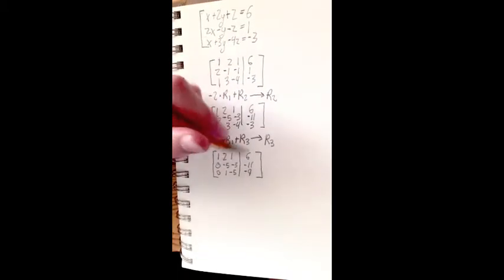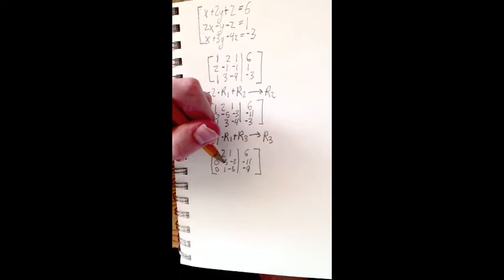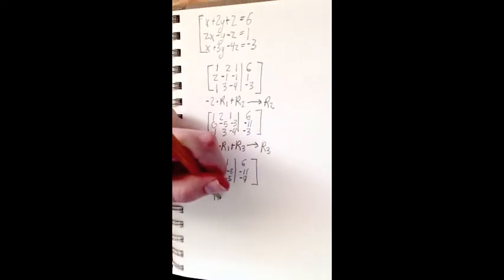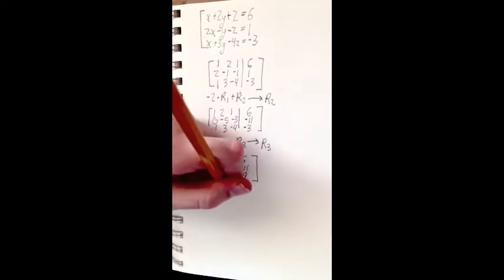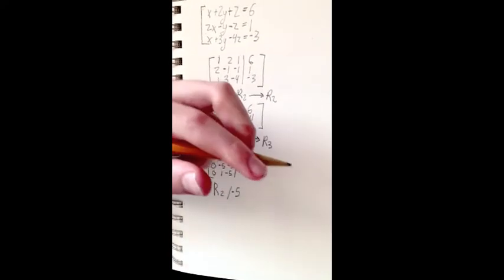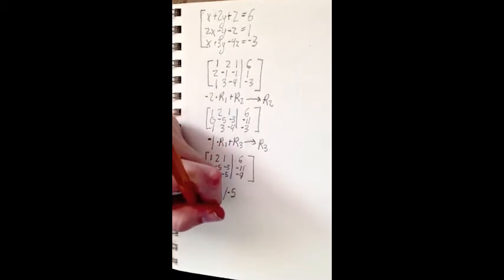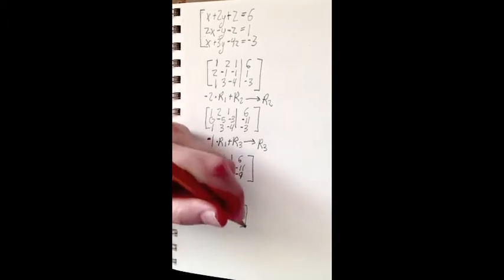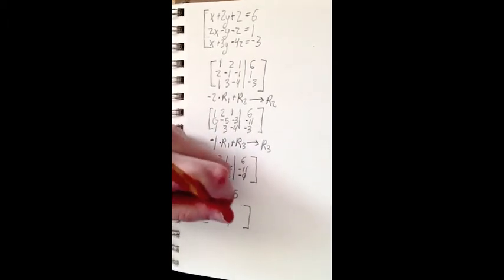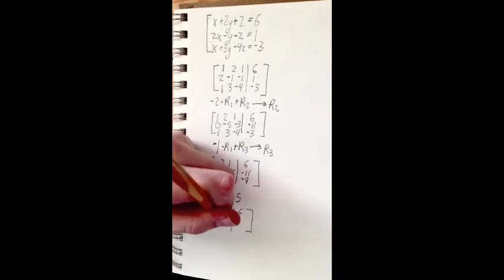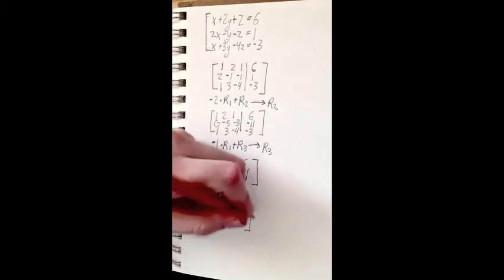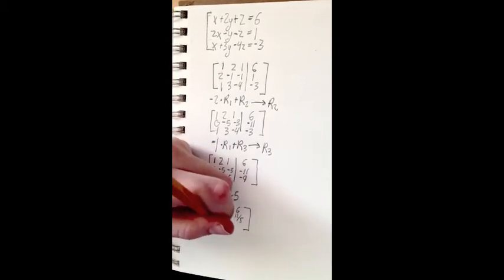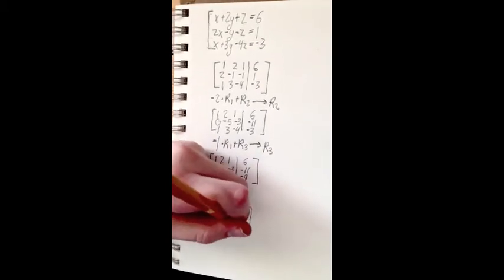And so we're also going to need to get this value down to 1. So what we're going to do is divide the entire row 2 by -5, and we're going to get a new matrix equal to 1, 2, 1, 6, 0, 1, 3/5, and 11/5, 0, 1, -5, and -9.